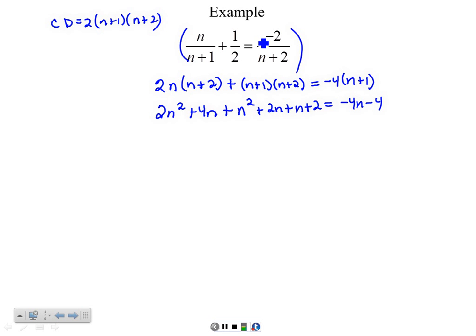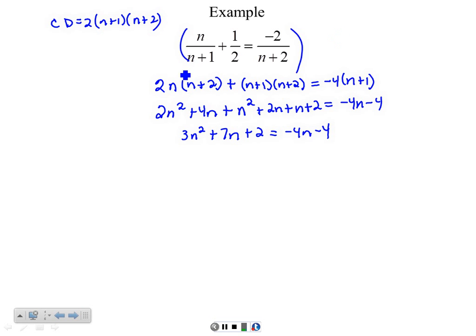Alright, let's combine like terms on the left-hand side of the equal sign. So 2n squared plus 1n squared is going to be 3n squared. And then I have 4n plus 2n plus 1n, that's going to be 7n. And then I have this plus 2 is equal to negative 4n minus 4.